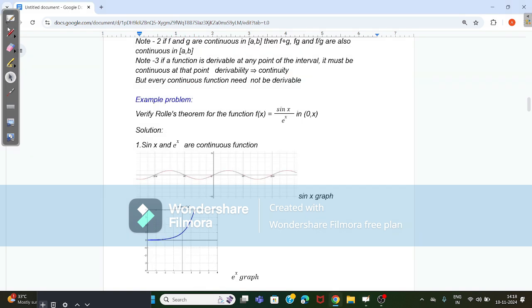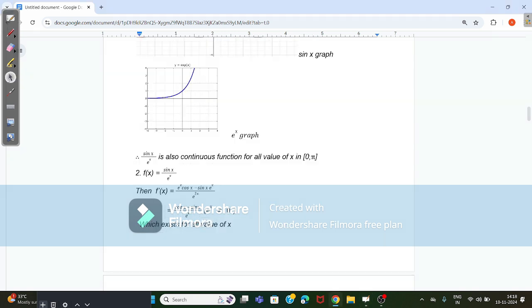Now this is the example problem. Verify Rolle's theorem for the function sin x by e power x in 0 comma pi. This is the continuous graph of sin x, and this is the graph of e power x, which is also continuous. So sin x by e power x is also a continuous function for all values of x in 0 to pi.